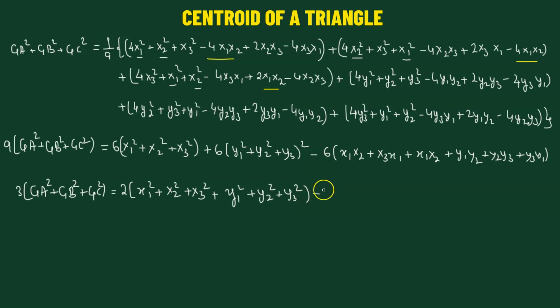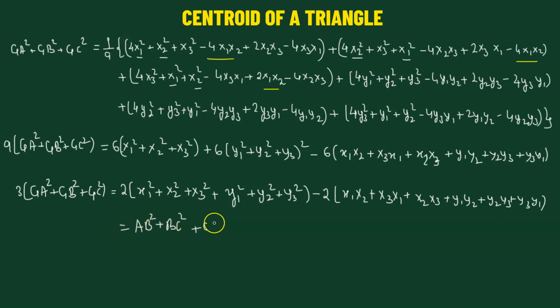And from here, if we divide by 3, we're going to get negative 2. This will be multiplied to (x1 times x2 plus x3 times x1 plus x2 times x3 plus y1 y2 plus y2 y3 plus y3 y1). And this is the expression that we obtained for AB squared plus BC squared plus CA squared. So then we have successfully shown that the following expression is true, hence proved.